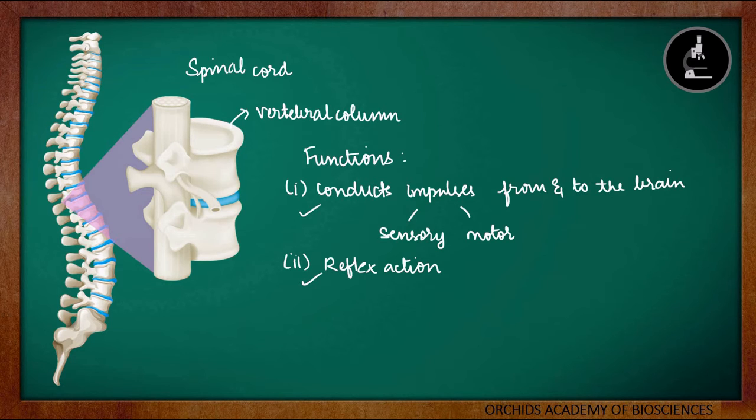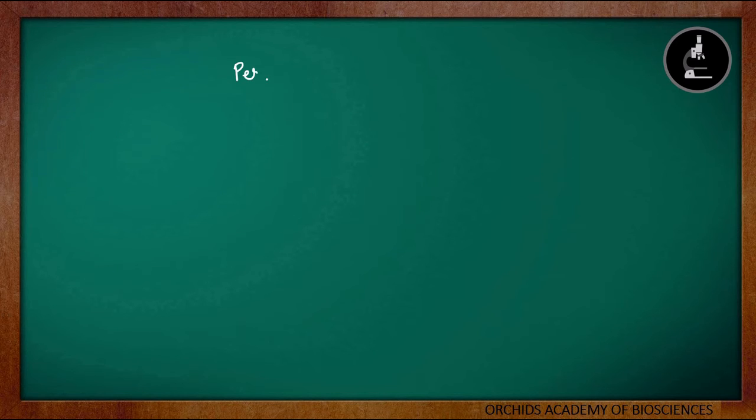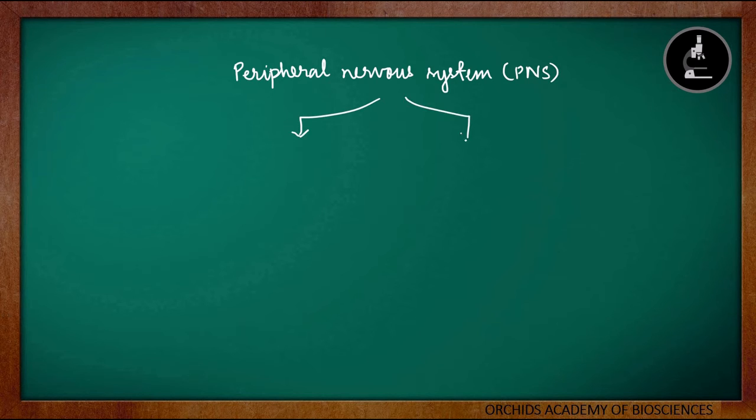Now let us move on to the next part of our nervous system, that is peripheral nervous system. The peripheral nervous system, which is also known as PNS, can be divided into two parts. One is called as the somatic nervous system and the autonomic nervous system. Now, what is the somatic and autonomic nervous system? There are various activities in our body which can be controlled by our own will.